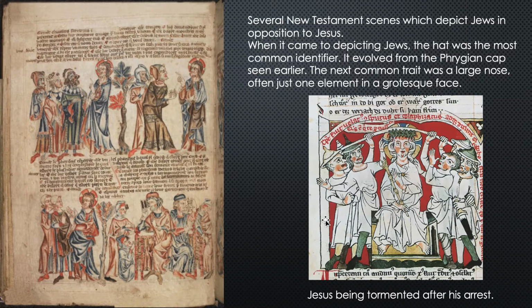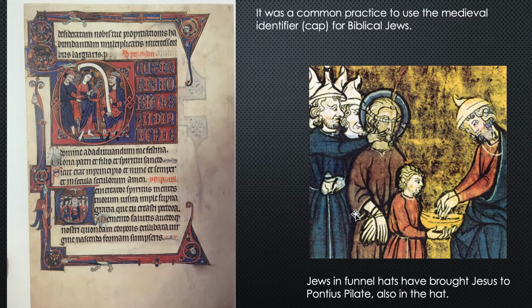And over here you've got some people tormenting Christ. I probably showed you this when we were looking at Africans, because this little guy over here with his short, curly, dark hair has been labeled as an African. Also, he's not wearing a cone hat, so he's not Jewish. And there's Jesus without a beard being tormented after his arrest. And more. It was common practice to use the medieval identifier of the cap for biblical Jews, as we've seen.